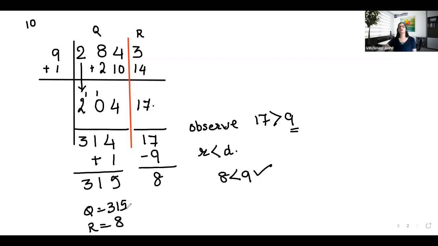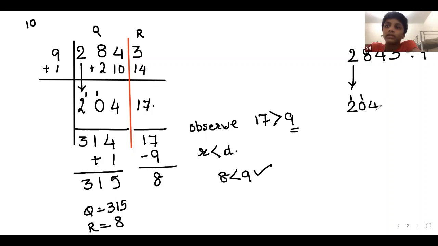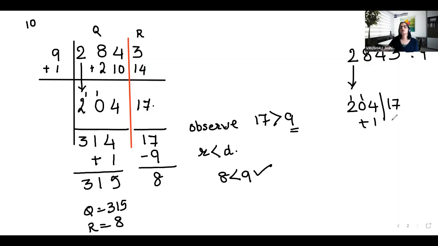This is a long procedure, but we have a shorter way to do it. So now let us see the shorter way of doing it. How does the shorter way work? So we have 2, 8, 4, 3, and we have to divide this by 9. We start with the same thing. You take down 2, 2 plus 8 is 10, 10 plus 4 is 14, and 14 plus 3 is 17. So we have a plus 1 and a minus 9, and still we get the same answer, correct?